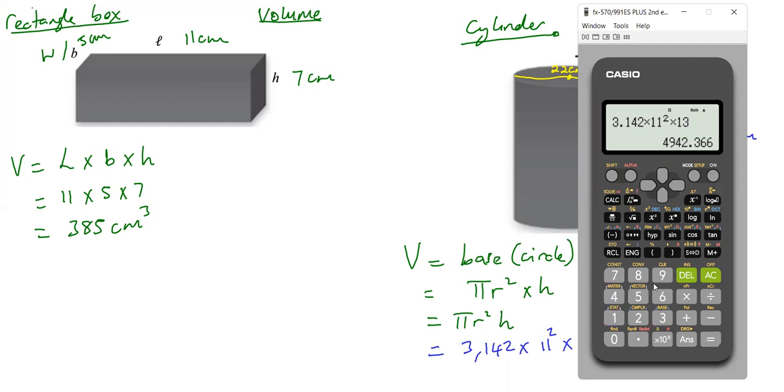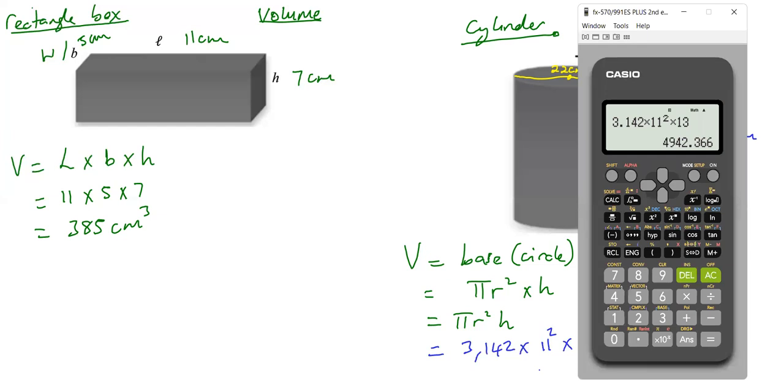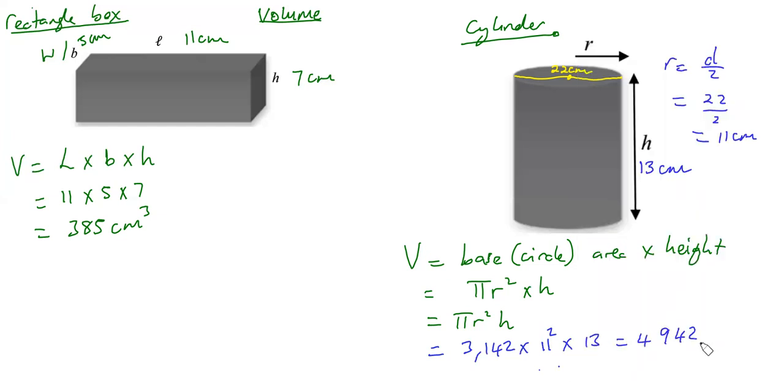What do we get? We get 4,942,37. Let me just confirm that. Okay, 4,942 comma 37. We round off to one decimal. Then here it's centimeter cubed because it's the volume.